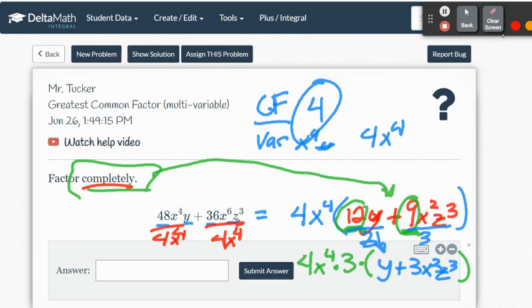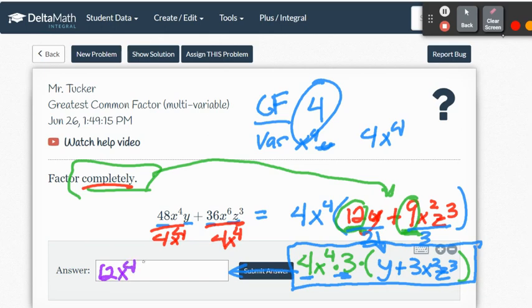Now this is factored completely, but I should go ahead and take my 4 and 3 out in front and multiply before I submit. This is technically correct, and it is factored all the way. It's just that we usually go ahead and multiply our 4 and 3 to get 12x to the fourth, and then left over would be y plus 3x squared z to the third.